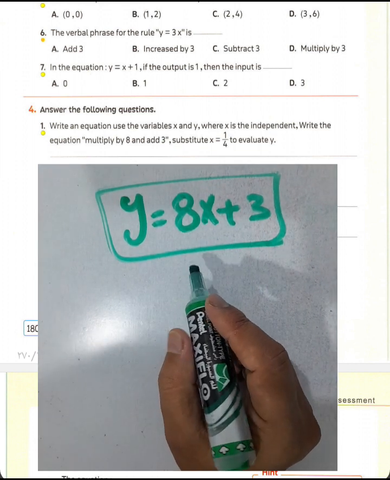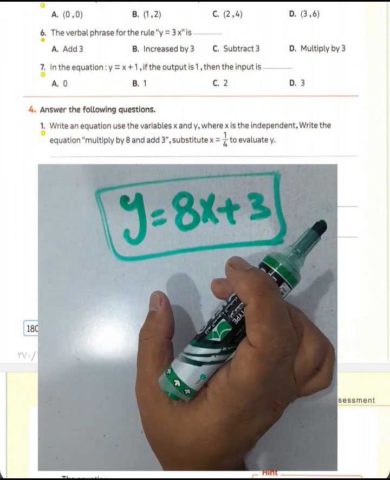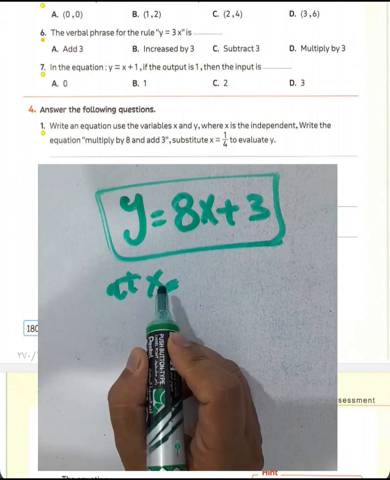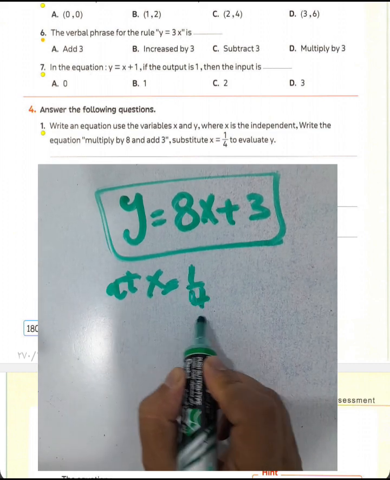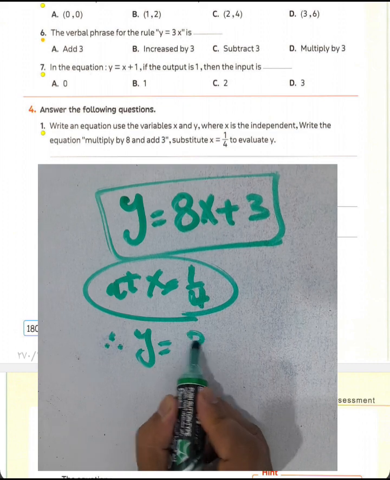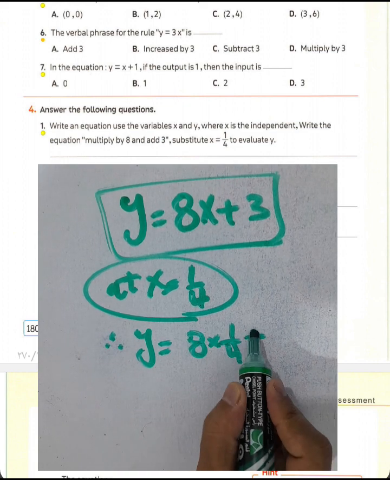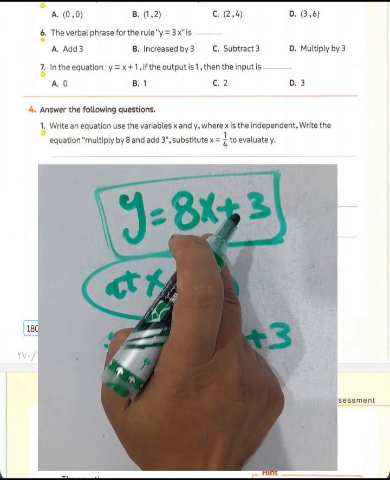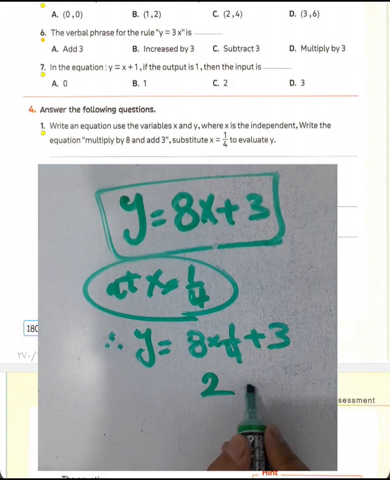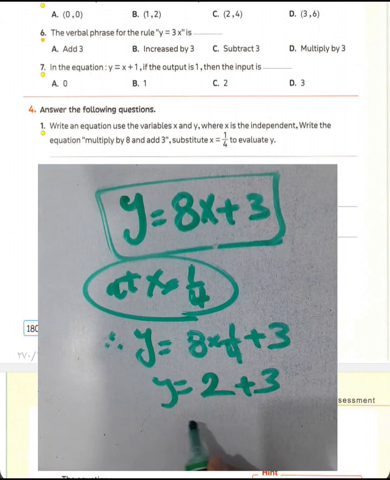Substitute to evaluate y at x equals 4, which he gave us. Put x equals 4 here. Then y equals 8 multiplied by 4 plus 3. Wait: 8 times 4 means 8 divided by 4, equals 2. 2 plus 3 equals y. Then y will be equal to 5.